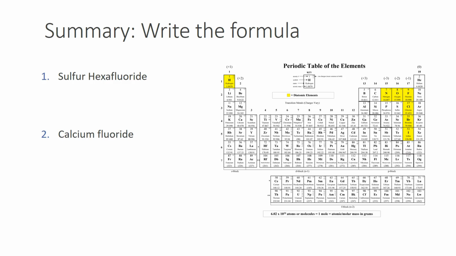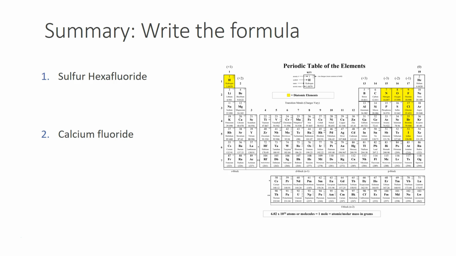So let's try some. Let's try to review everything we've learned and see if we can put everything into practice. So the goal here for these 2 practice problems is to write the correct formula. So the first thing we want to do is identify what kind of substance it is. Is it ionic or covalent? Because they follow different rules. So use the periodic table.